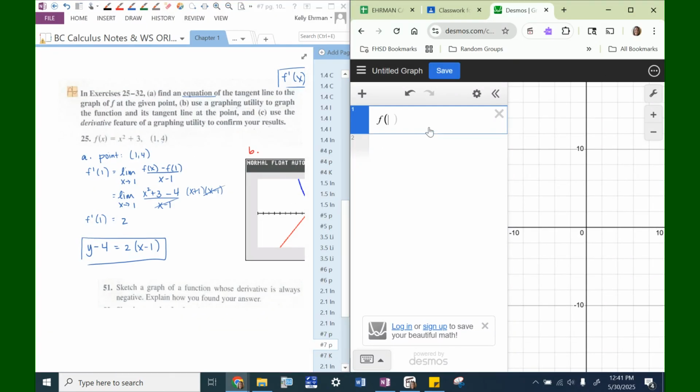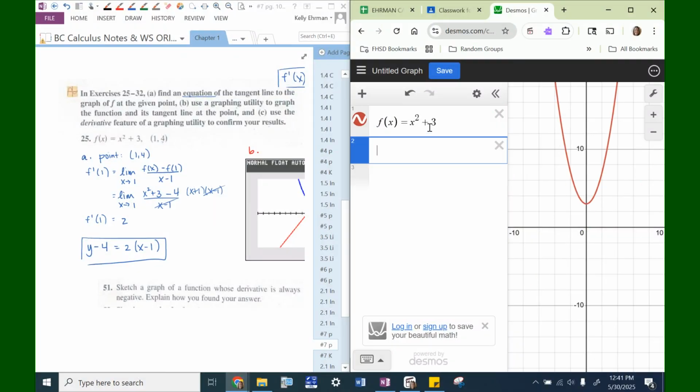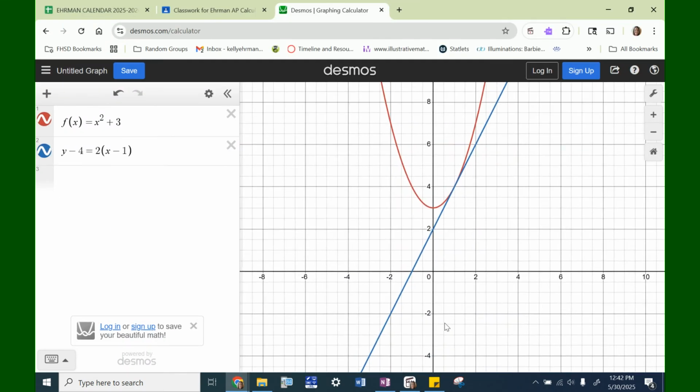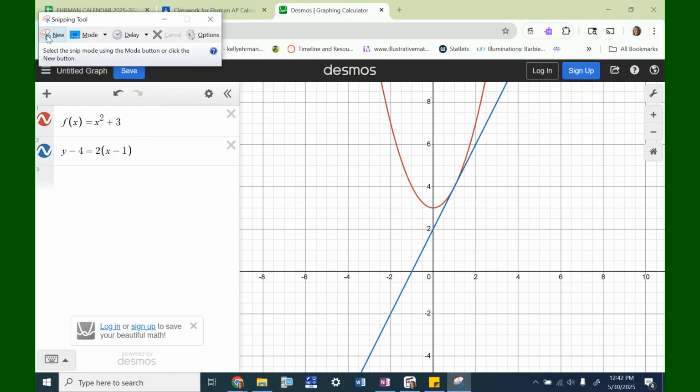So I can type in f of x equals x squared plus 3. And then the nice thing about Desmos is you don't have to solve it for y like you do in your graphing calculator, not that this one is all that difficult to do. You can type in an equation in point slope form and it will graph it. Okay, so this is a good sign. Actually, let me just update my answer key while I'm doing this. So there's that.